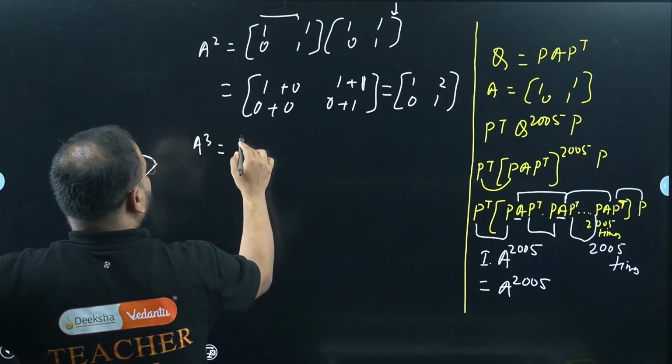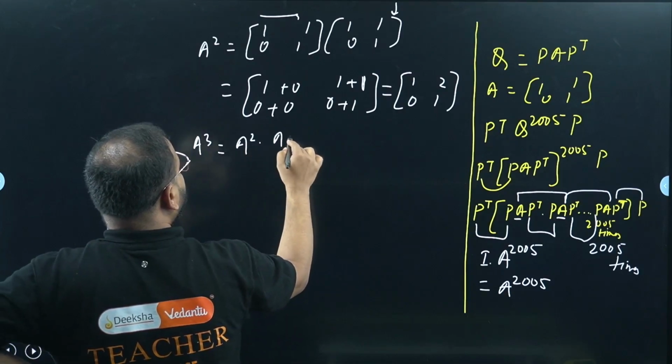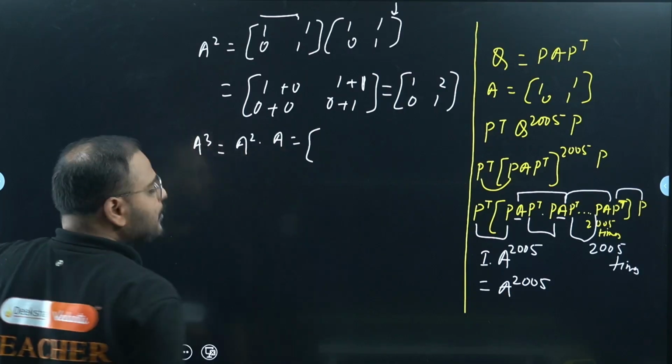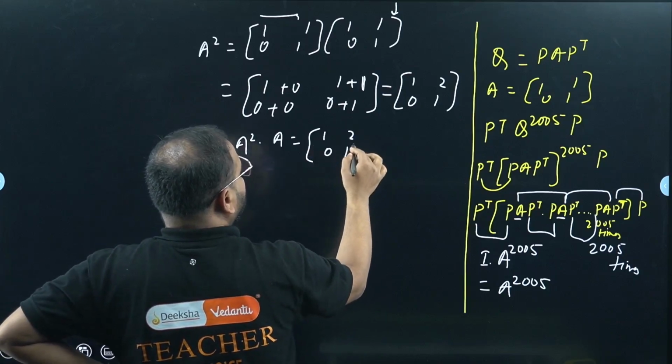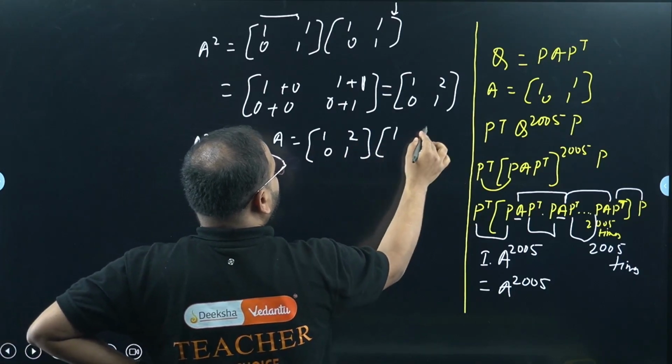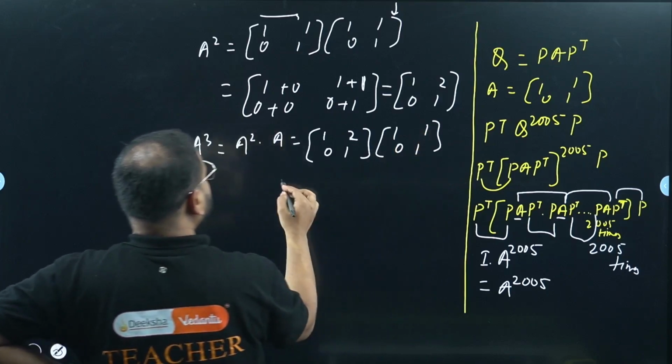What about A cube? I can write this as A square times A. A cube is nothing but A square times A. What is my A square? [1 2; 0 1]. And what is my A? Same thing, [1 1; 0 1]. Do the multiplication again, please.